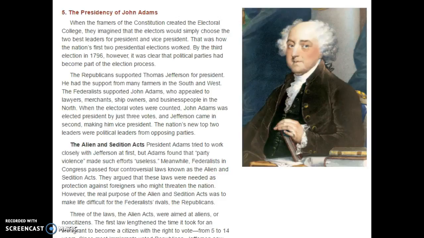Our learning target is to be able to list the political factors that shaped the development of the United States. Lesson 11, Section 5, The Presidency of John Adams.